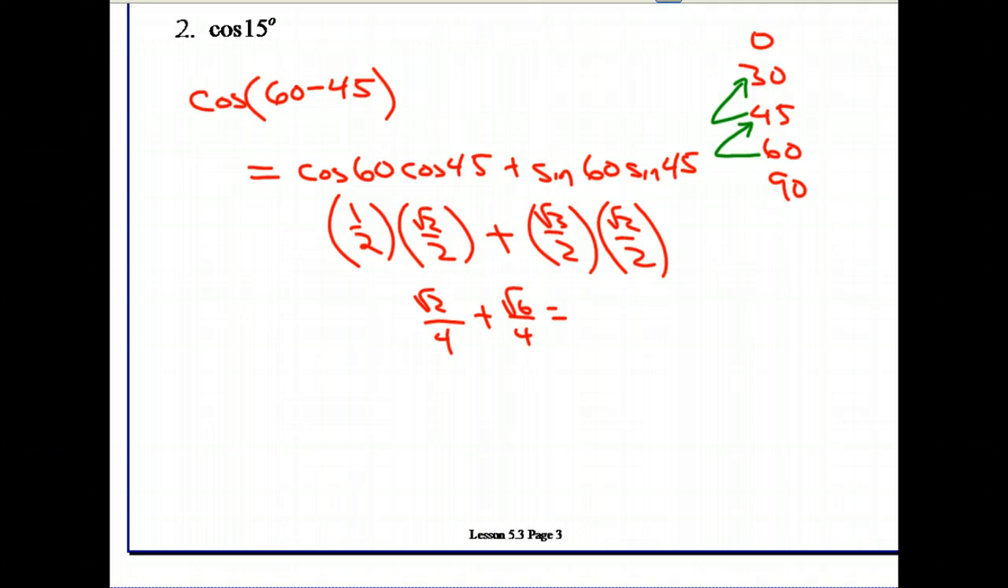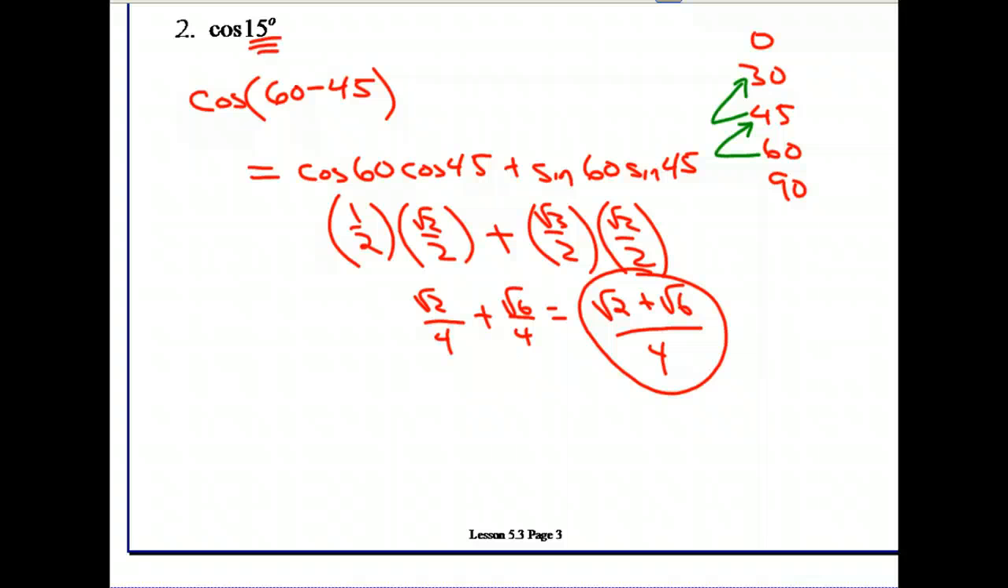I've got a common denominator, so I write square root of 2 plus square root of 6 all over 4. They differ by a negative sign. It's not quite the same answer as the previous one, but very, very similar. And again, they're still limited in what they can ask. They can't ask a lot of angles, but 15 they can ask because we can get that from 45 minus 30 or 60 minus 45.